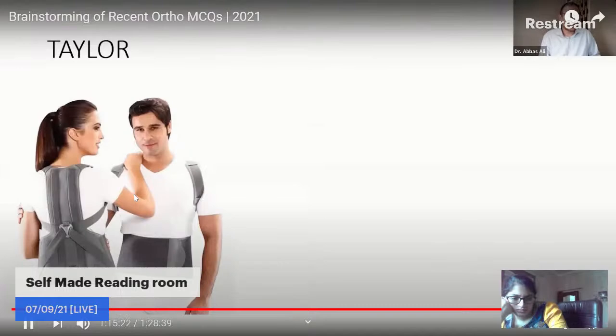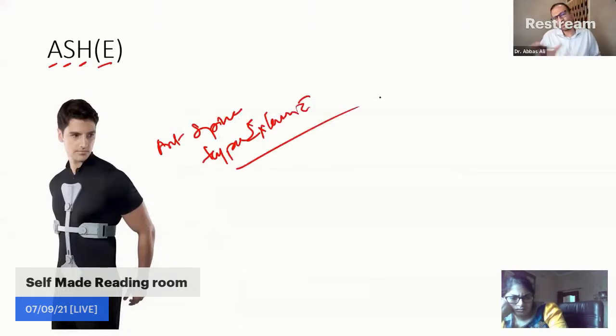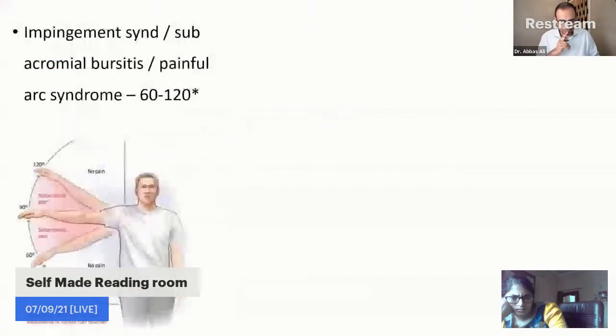Right, this is Taylor's brace. Please remember Taylor's brace. Taylor brace is used for dorsal spine injuries, particularly osteoporotic fractures and vertebral compression fractures. Yes, thoracic, dorsal means thoracic. Ash brace stands for anterior spine hyperextension. Again, mostly dorsal lumbar. See, every brace can be used for dorsal lumbar, but mostly dorsal lumbar. Okay? Both of them when you have injuries.